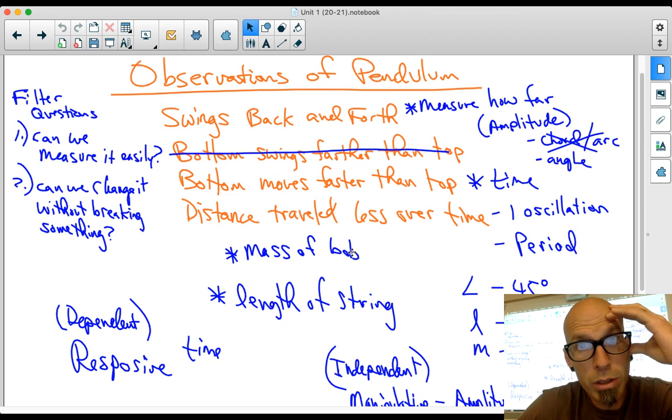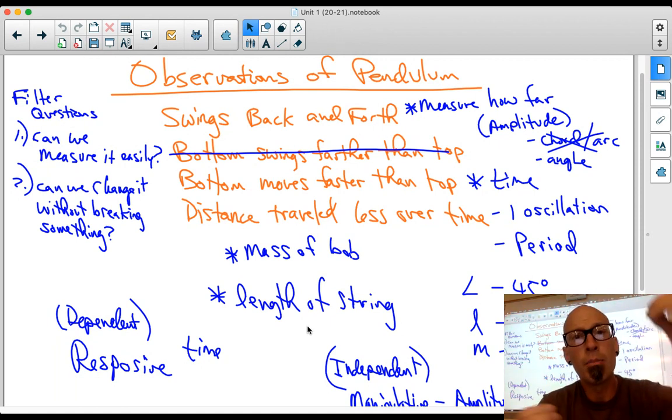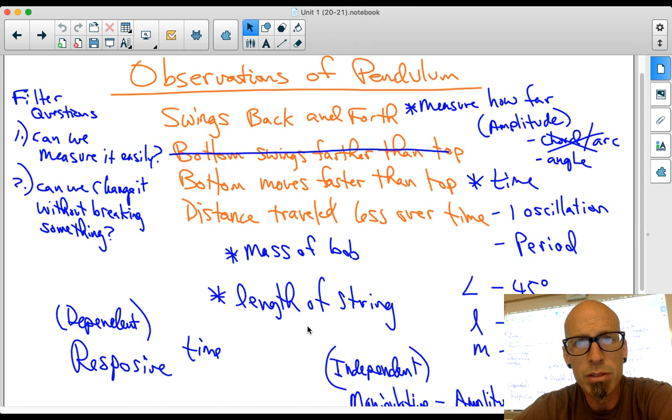So the consensus was, yeah, it might. Can we change the mass without breaking something? Yes. Can we measure the mass easily? Yes. Okay, so that works. And then somebody else said, well, how about how long the string is? The length of the string might affect how the pendulum behaves. And I said, sure, that sounds good.